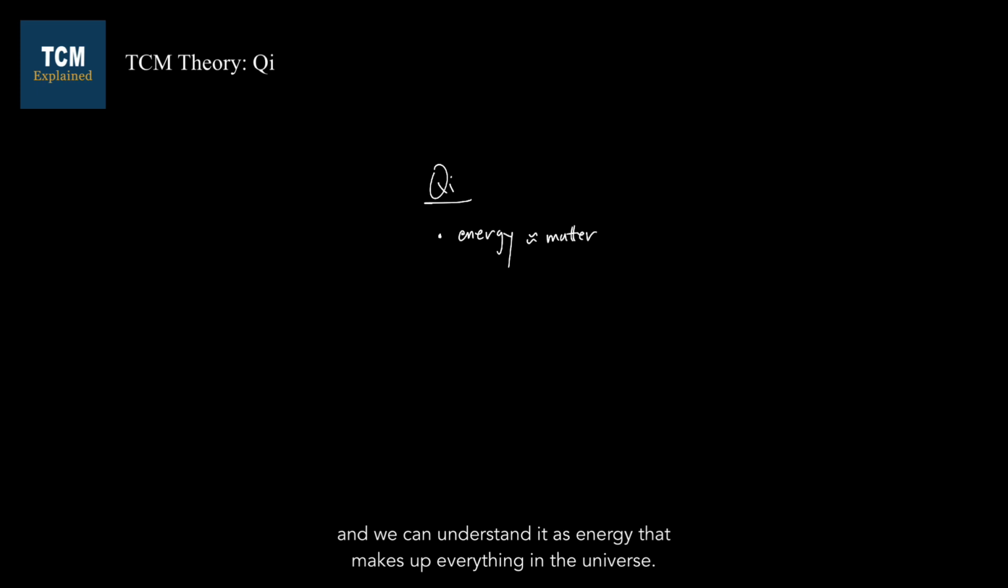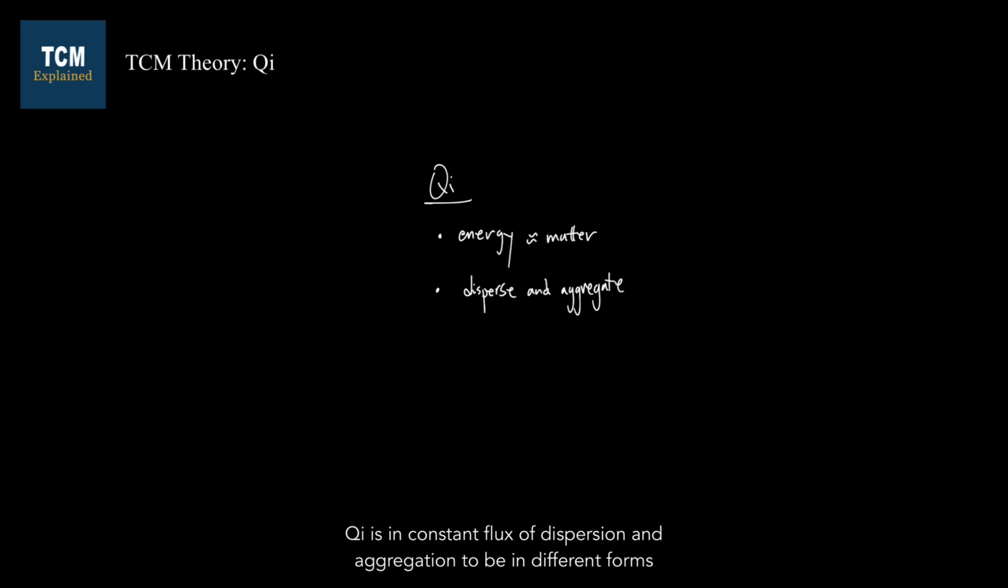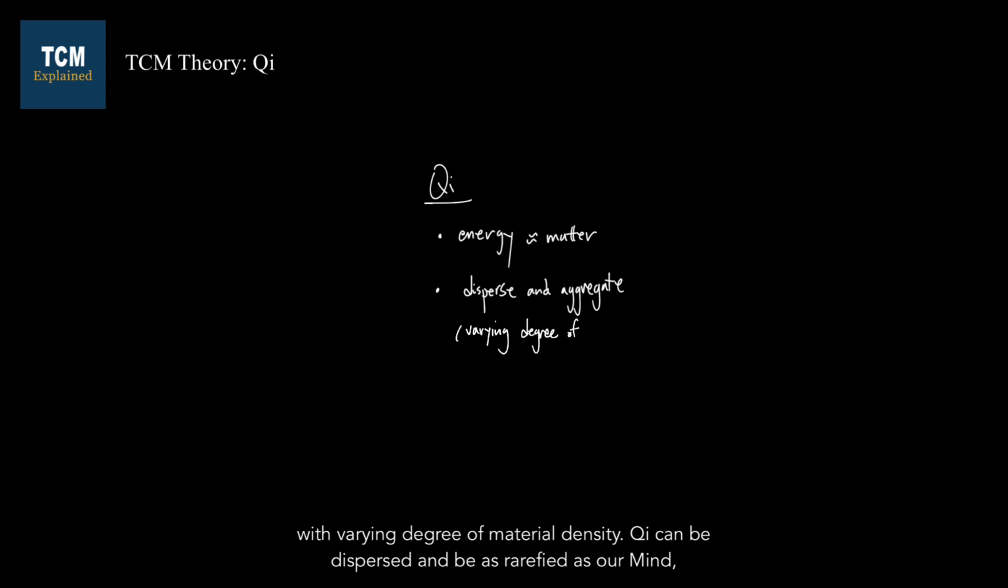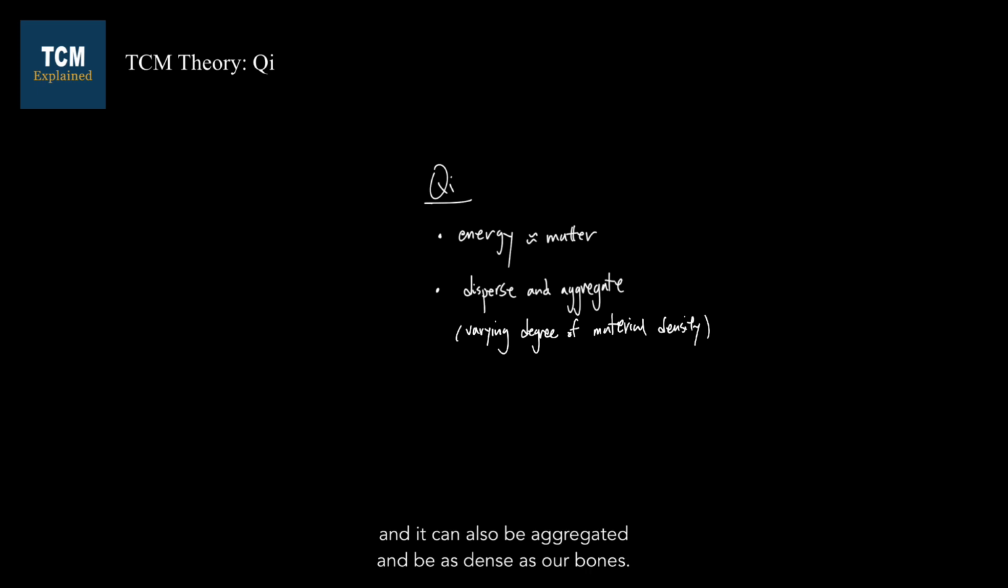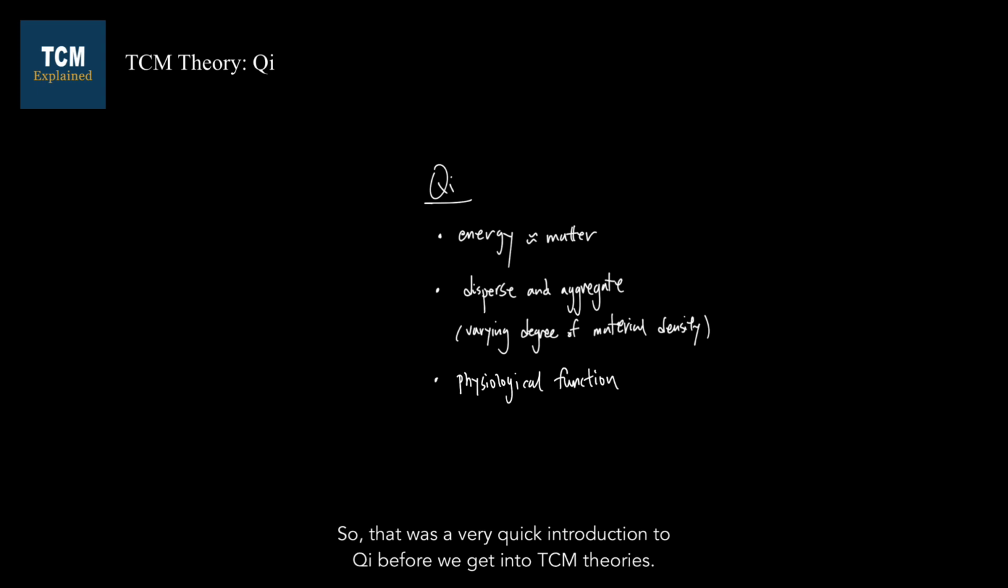Let's recap what we learned in this video. We learned something called Qi, and we can understand it as energy that makes up everything in the universe. Qi is in constant flux of dispersion and aggregation to be in different forms with varying degree of material density. Qi can be dispersed and be as rarefied as our mind, and it can also be aggregated and be as dense as our bones. Lastly, Qi can be referring to the physiological functions of our body as well. So that was a very quick introduction to Qi before we get into TCM theories.